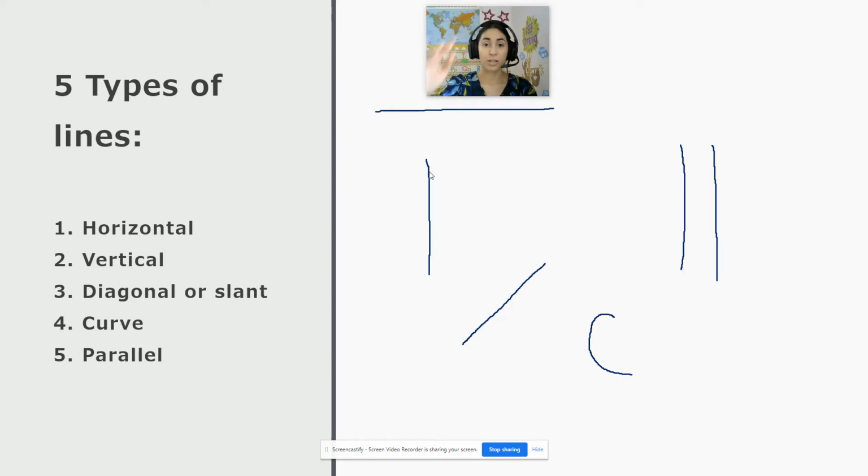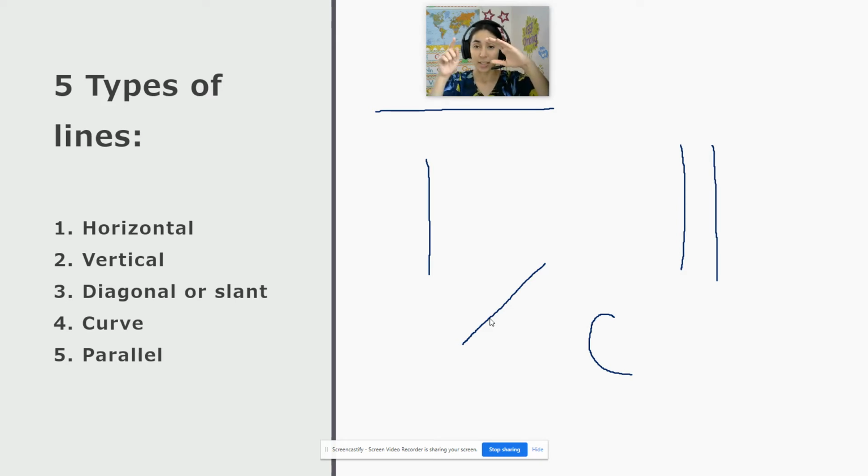Now, the diagonal or the slant line, it's the same thing, they just have different names. Diagonal or slant, and that would be this one right here, which is kind of like this. You see? Diagonal or slant. Horizontal, vertical, diagonal.